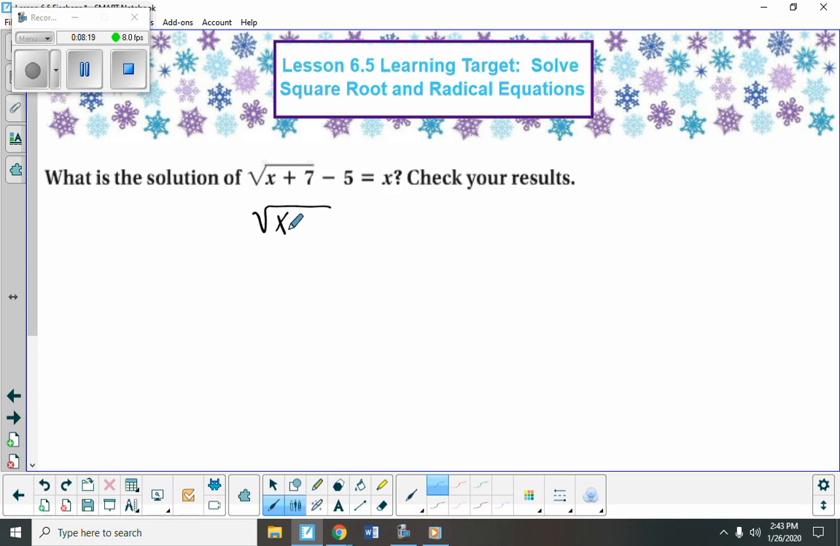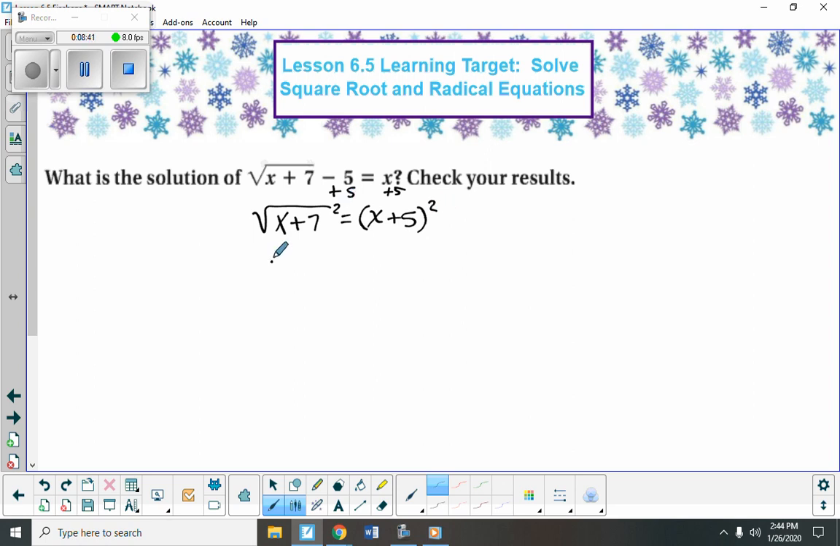So we have x plus 7, and we're going to add 5 to both sides. That equals x plus 5. Now, we're going to square this side to get rid of the square root, but we also have to square the other side, which means the whole entire side. So you need to put parentheses around it. Don't forget that. That's huge.